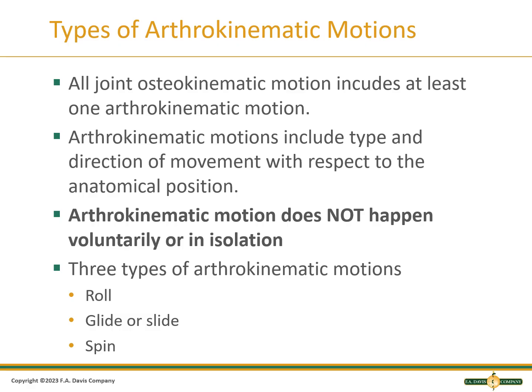Arthrokinematic motion is the movement that's happening at the joint surface. So we've talked about osteokinematic motion, which describes how the bone moves, and those terms include our flexion, extension, abduction, adduction, and internal-external rotation. But arthrokinematics are the movements happening at the level of the joint surface. Arthrokinematic motions do not happen on their own or voluntarily, but they're the result of osteokinematic motions happening. At least one arthrokinematic motion occurs with every osteokinematic motion, and our three arthrokinematic motions are roll, glide, and spin.